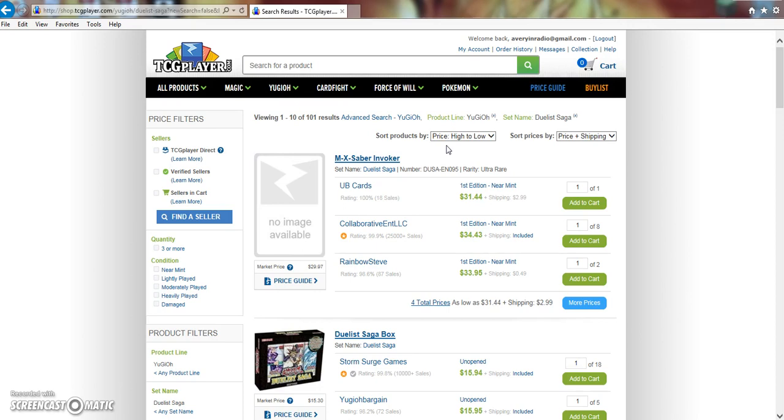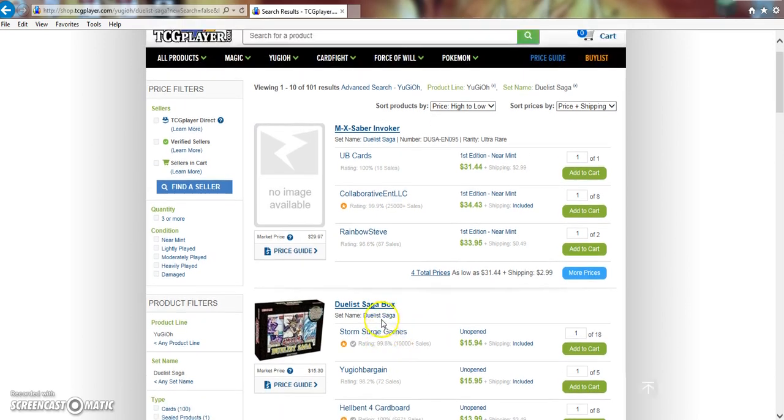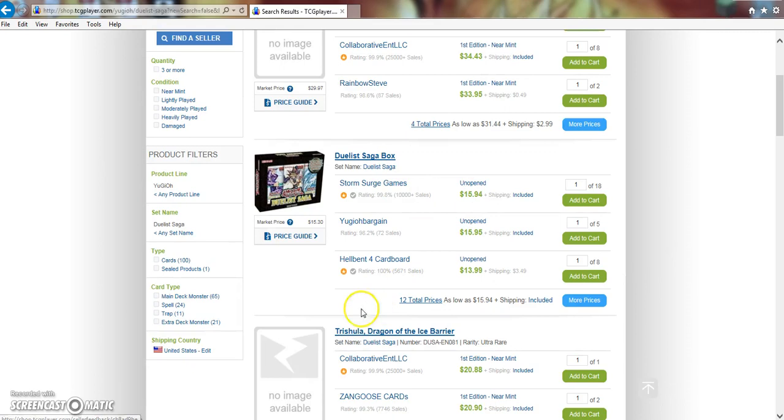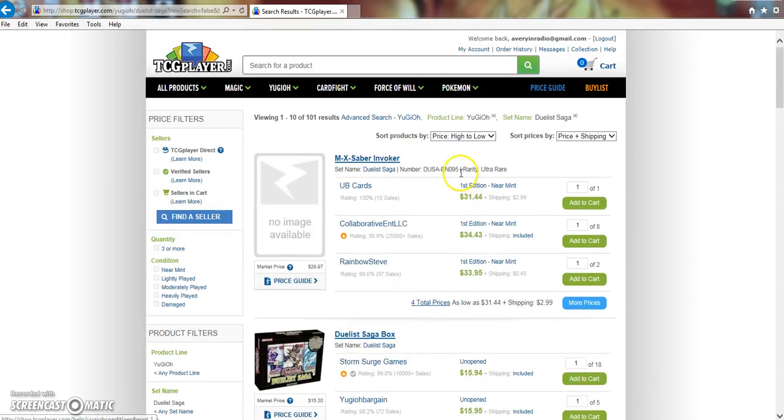On top of that, investing in just new sets such as Duelist Saga, you can potentially make your money back because there are a lot of good reprints. However, if you wanted to do this, you would want to do it now instead of later down the road, because then prices are more likely going to drop because of all these reprints.